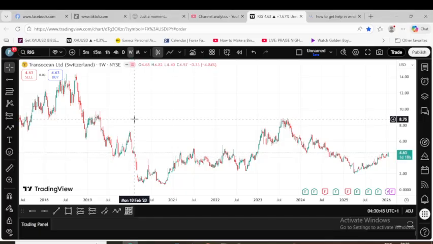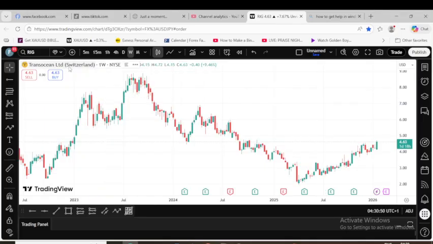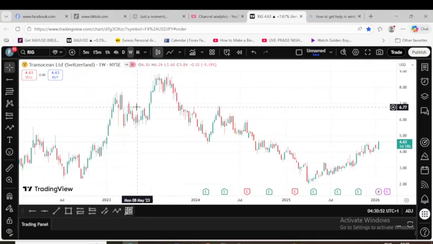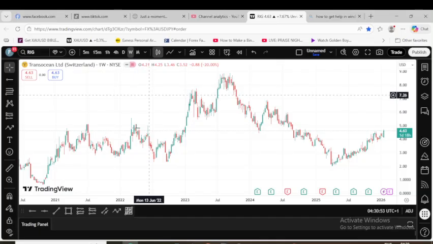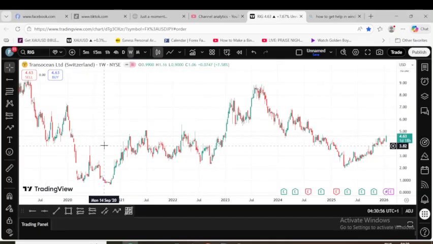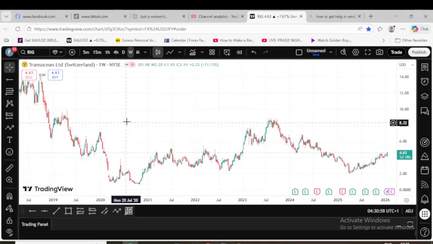Okay, so today we're going to be doing top to bottom analysis on Transocean Limited, starting from the 1 week time frame. As usual, we'll start by identifying our monthly or higher time frame support and resistance levels, more commonly referred to as our zones.